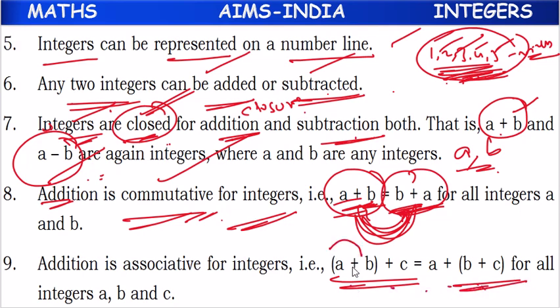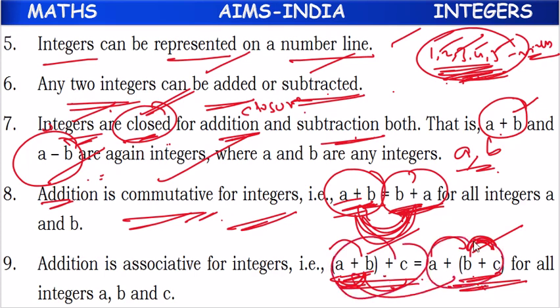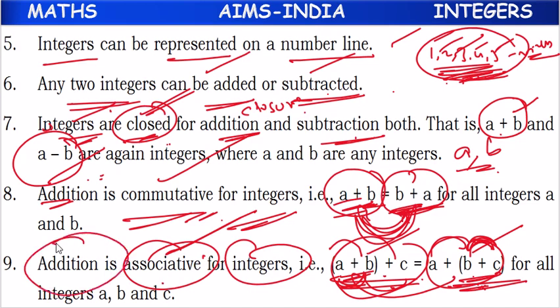Here A and B are associated with each other, then with C. Here B and C are associated with each other, then added with A. We can add in this way or in that way. The grouping may be A plus B or B plus C, but the sum of three integers is always the same. We can add in any order. So this is called the associative property. So integers follow the associative property under addition. Okay.